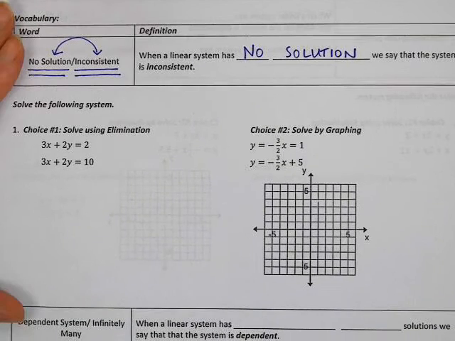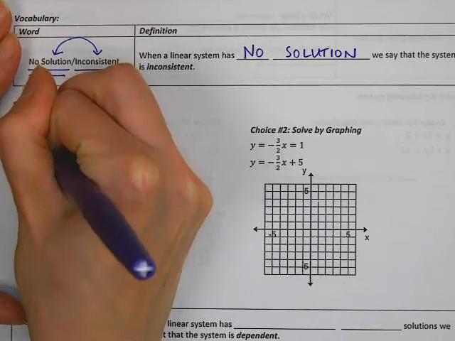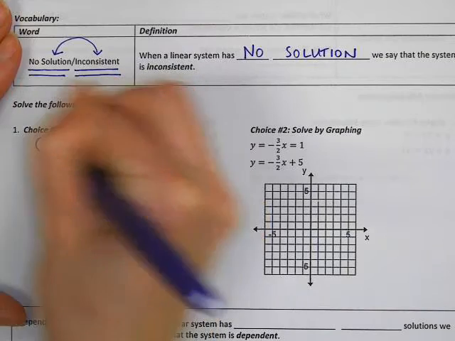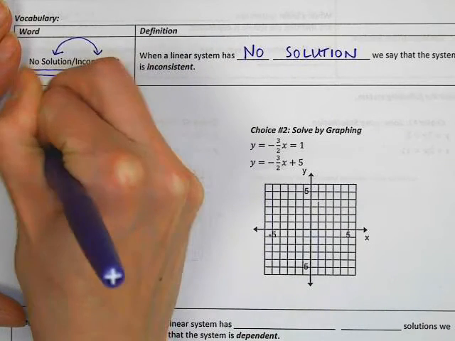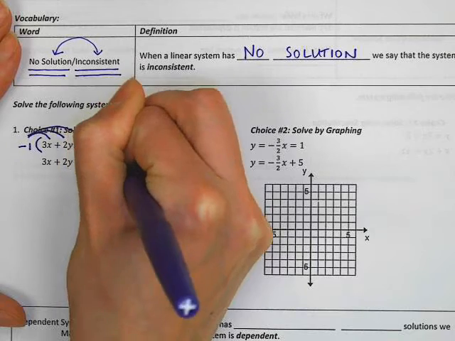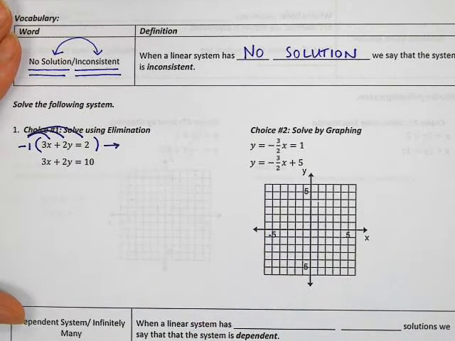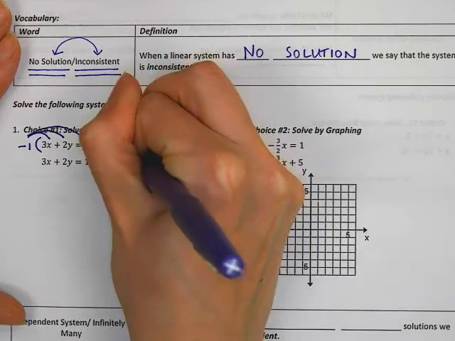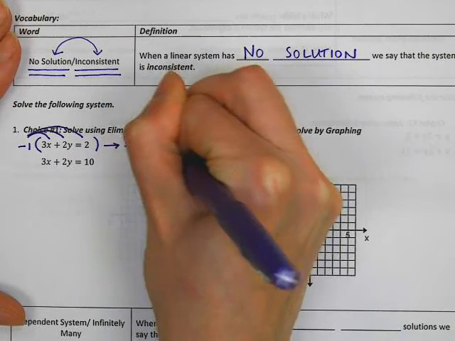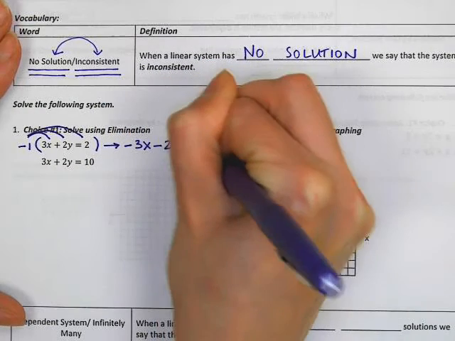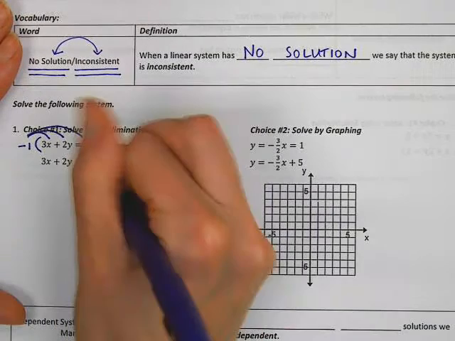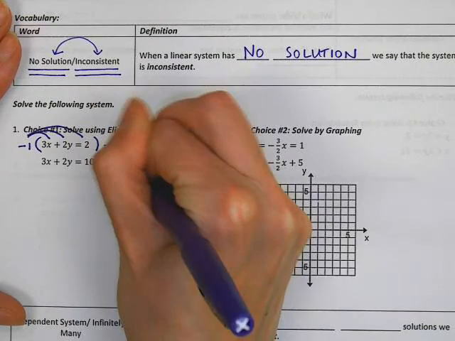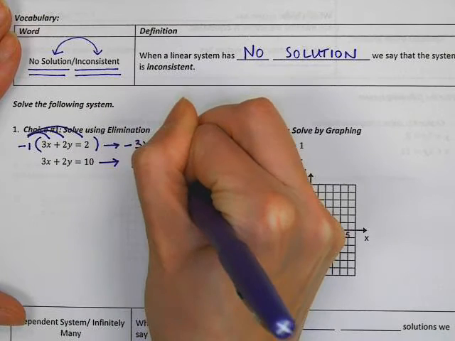And if you were going to do elimination, I would say most of you would probably multiply one of them by -1 because that would eliminate one of the variables. All right, so if we distribute in a -1, we get -3x, -2y equals -2. And I'm going to leave the second equation the same. 3x plus 2y equals 10.